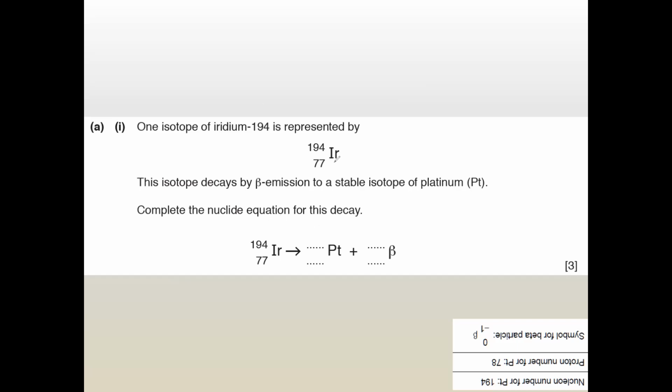So remember, whenever there is a beta decay, there is no change in the nucleon number. So if it is 194, it will remain 194. But what happened to the atomic number? Because the proton number increases by 1, it increases by 1. So originally it is 77, now it will become 78. And what is the symbol for a beta? This is 0 and -1 because it does not have any nucleon and it has a charge of -1, the same as an electron.